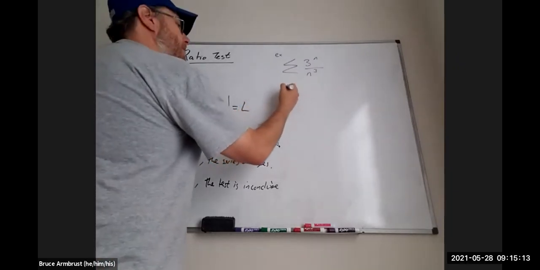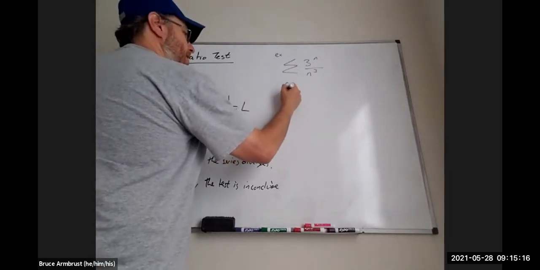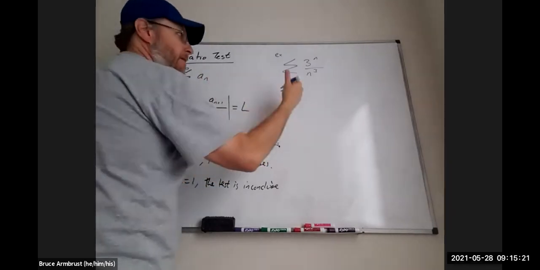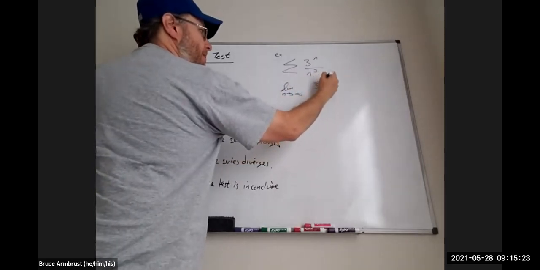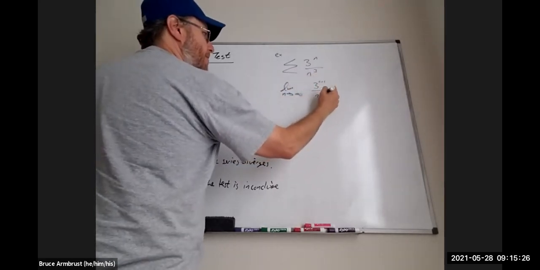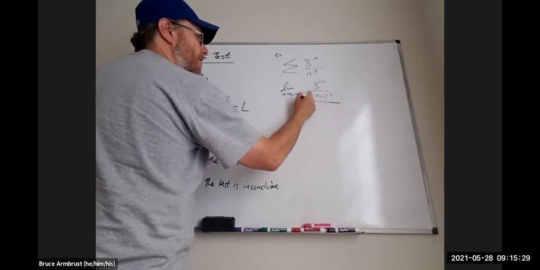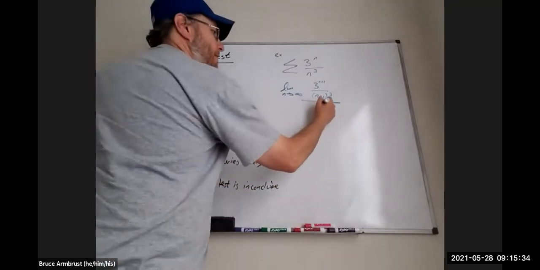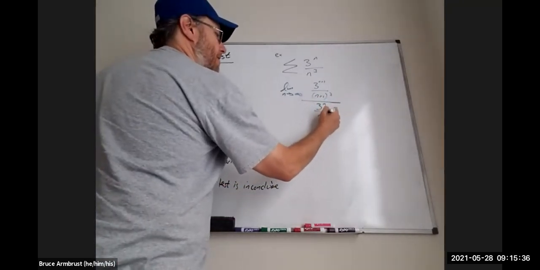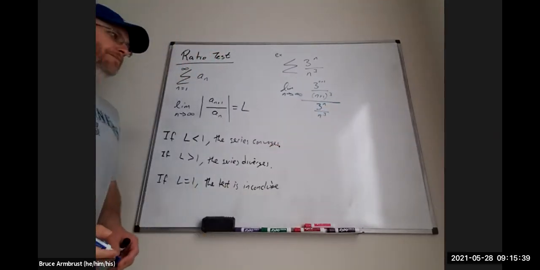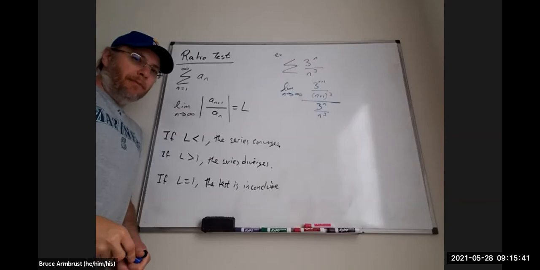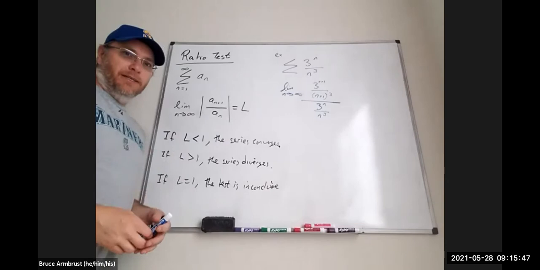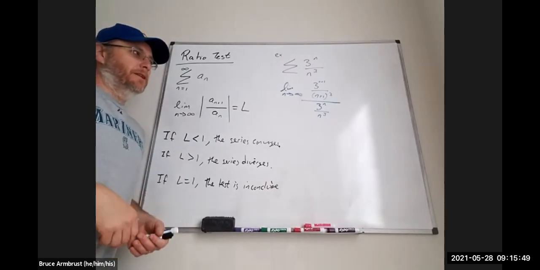So here's what we're going to do. We're going to look at the limit as n goes to infinity of the n plus first term, which is going to be 3 to the n plus 1 over n plus 1 cubed. And then we need to divide by the nth term, so 3 to the n over n cubed. I'm not putting absolute values on there because it's always positive. So what we need to do is evaluate this limit.